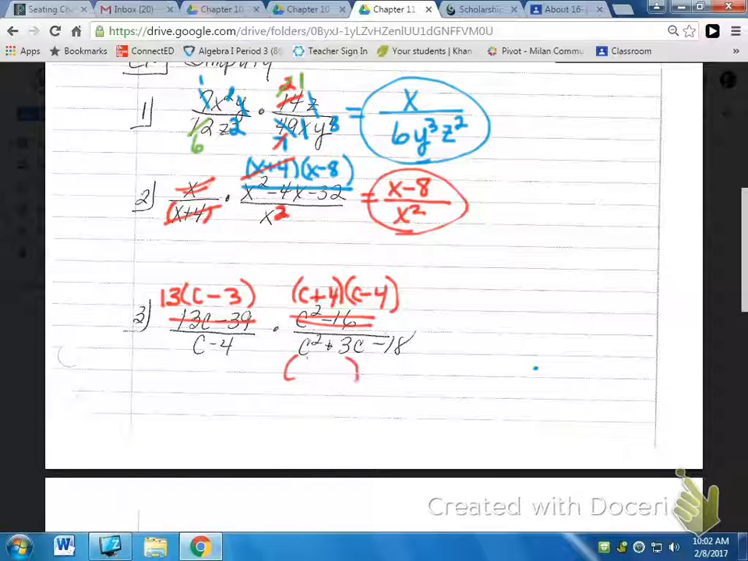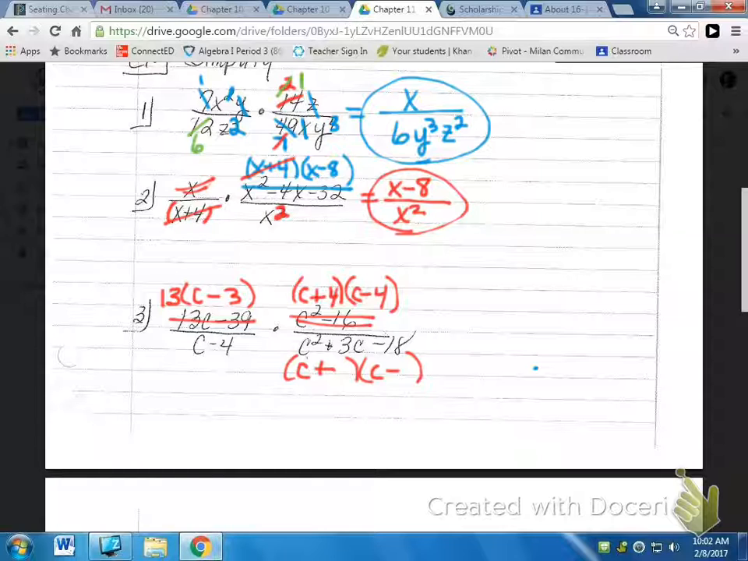And then the last part is the c squared plus 3c minus 18. So we're going to have to do this, Ben. Okay, so you put C's. What's the minus in front of the 18 mean? Different signs. So we need a factor pair of 18 whose difference is 3.